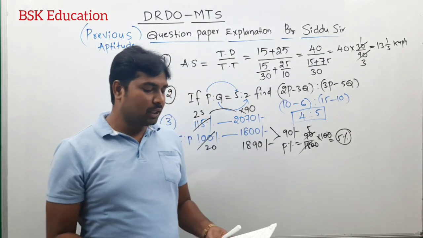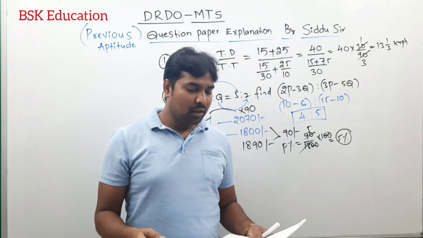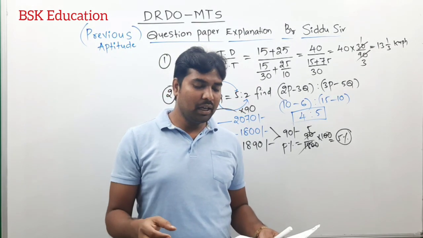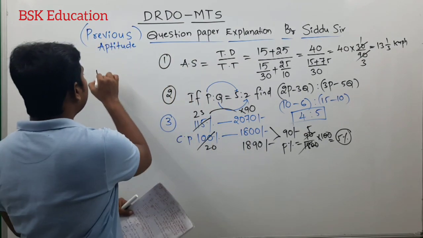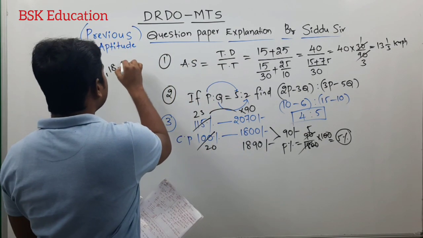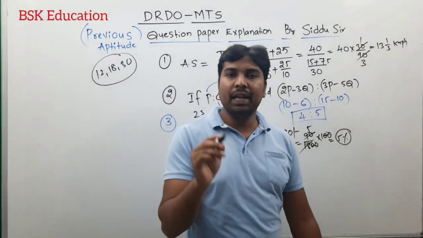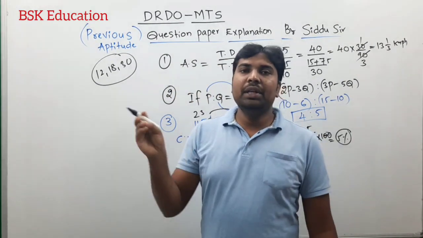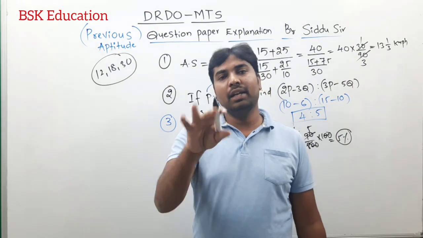Once again, I am reading the question. What is the smallest number which when increased by 5 is divisible by 12, 18, 30? What should we do? First take the LCM of 12, 18, 30. Then you have to decrease 5 from that number, and you will get the answer.